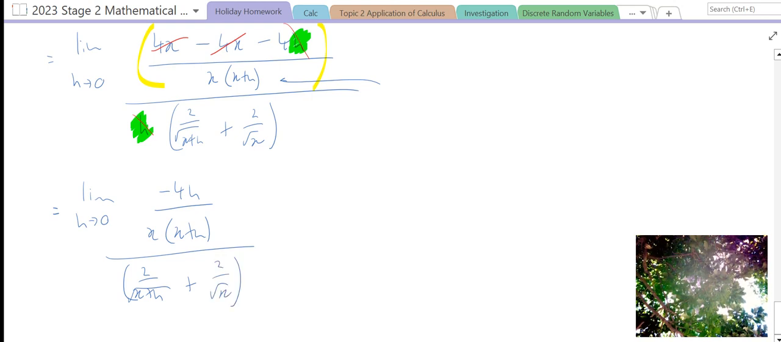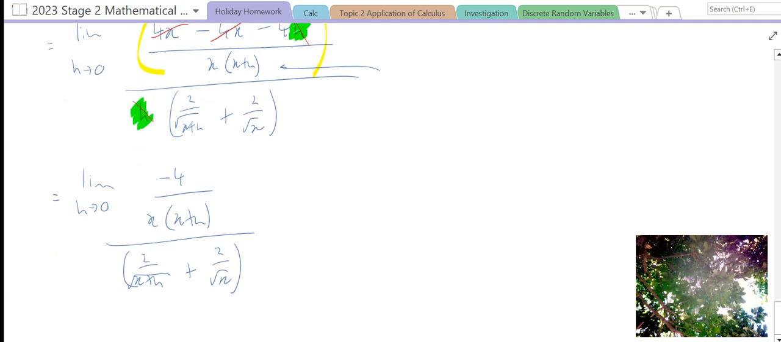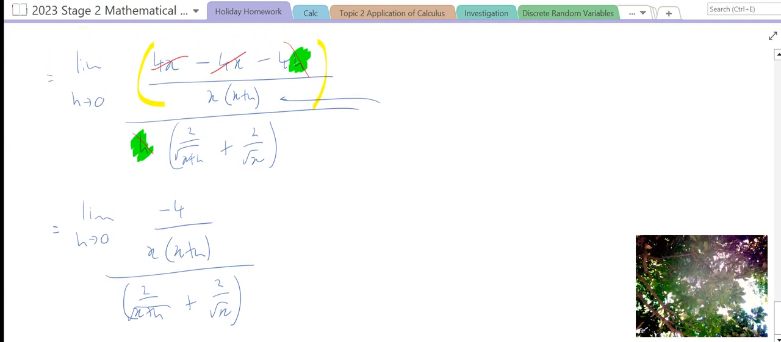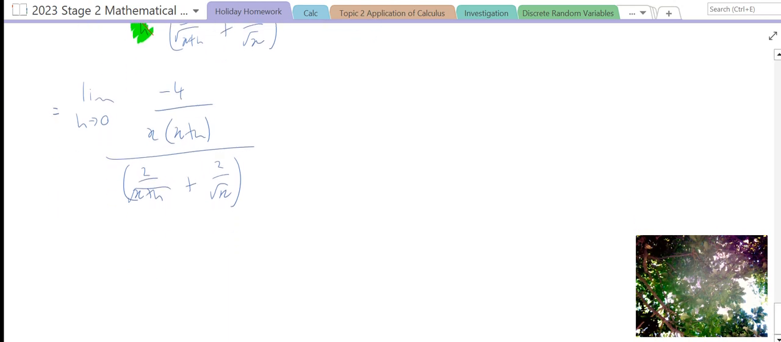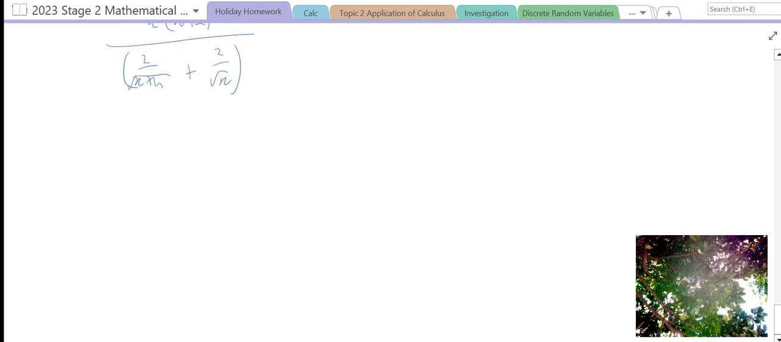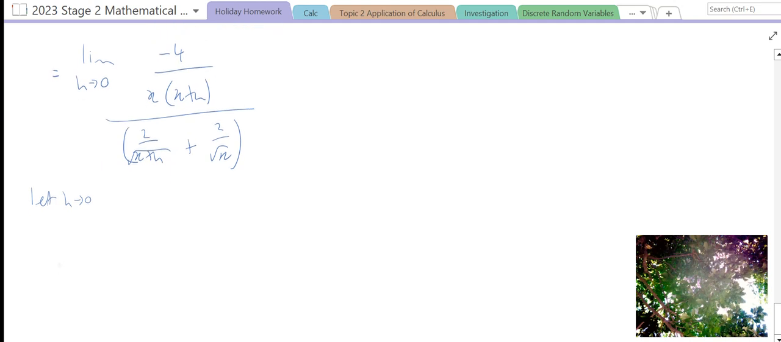All right, so we've cancelled the h out. That's the thing highlighted in green. And what we're left with is that minus 4 on x plus h over that mess. Because we've done that cancel of h, we're not dividing by h anymore. We can let h go towards 0. Gorgeous. So everything here that has an h in it is going towards 0.